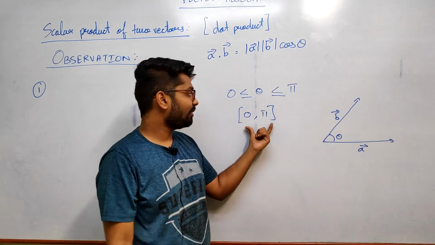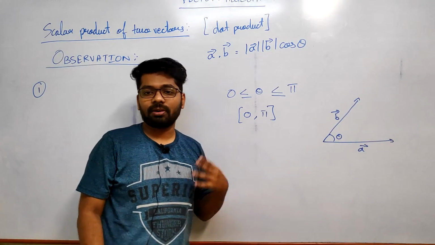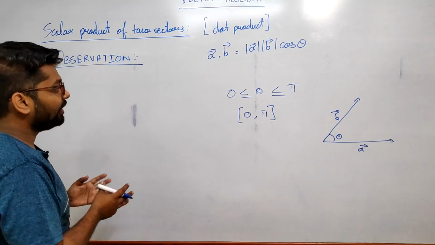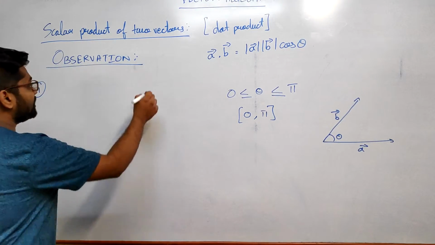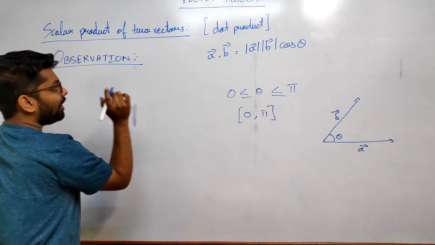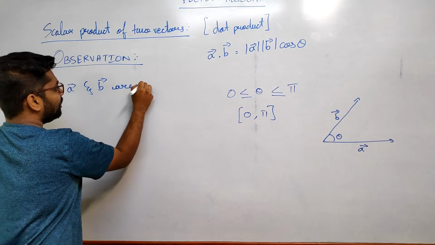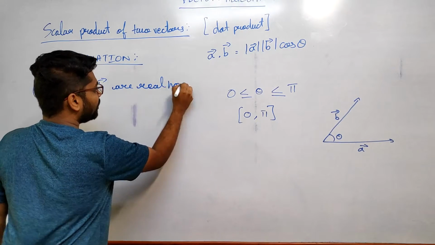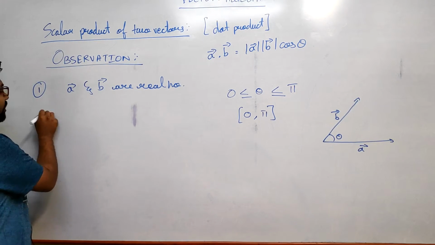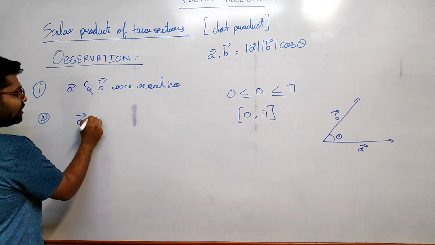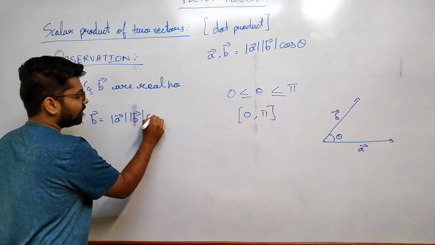So therefore we are limiting or restricting the value of theta from here to here, because the same values you would get in repetition, so that is not a point where we discuss. Okay, so this is your basic observation. Let's go for the first observation. So here a bar and b bar are real numbers. The second observation is important: a bar dot b bar formula is modulus of a bar modulus of b bar cos theta, correct?